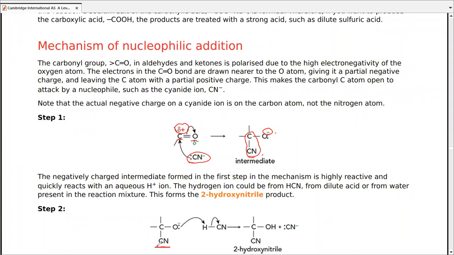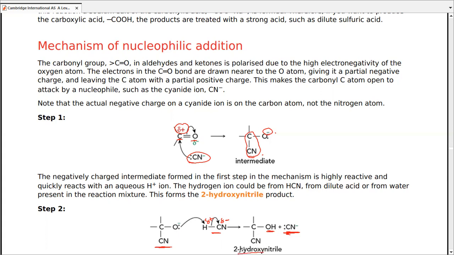This intermediate can further attack an HCN molecule. How? Oxygen is negatively charged. In HCN, hydrogen is partially positively charged, and the CN is partially negatively charged. Oxygen can easily attack the partially positive center. The bond then moves onto CN, producing for us the nucleophile in step 2. So you have the CN attached to carbon, and that carbon-oxygen is now converted into an alcohol.